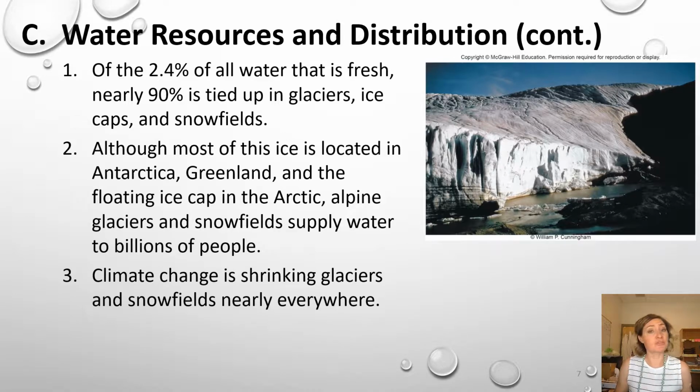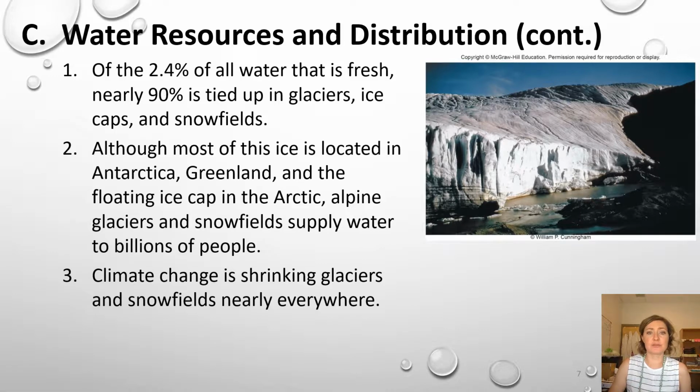So as we said before, of the 2.4% of water that is fresh, 90% of that is tied up in the glaciers, ice caps, and snowfields. So that's not something that's readily accessible for us, I guess, unless we're just standing there with our ice pick, picking that off and heating up that water. The ice to become water. So most of the ice is located in Antarctica, Greenland, and the floating ice cap in the Arctic.